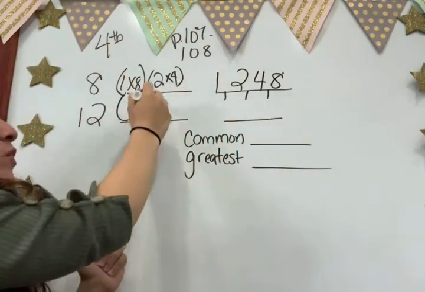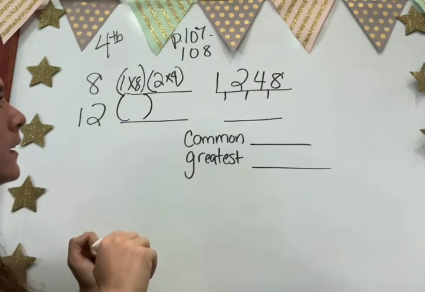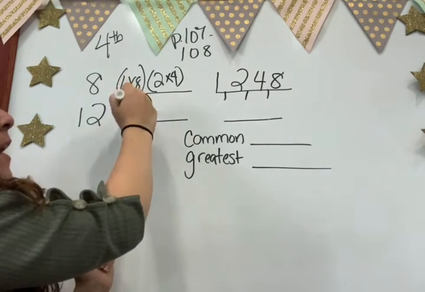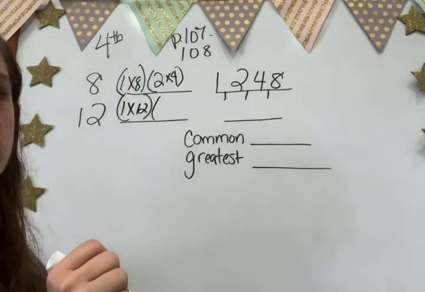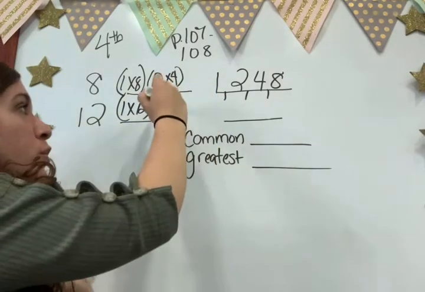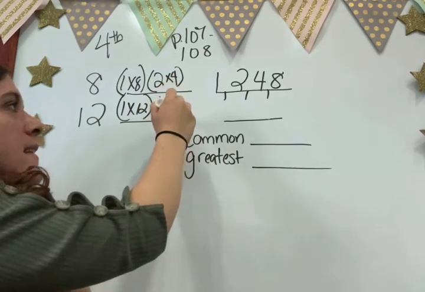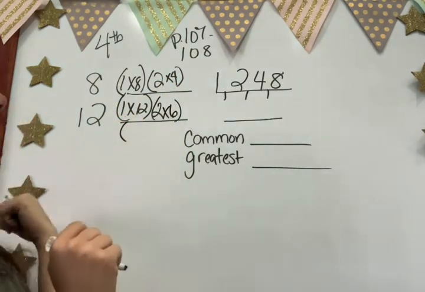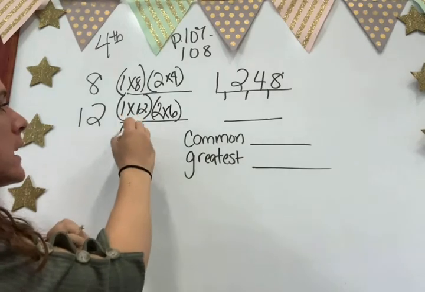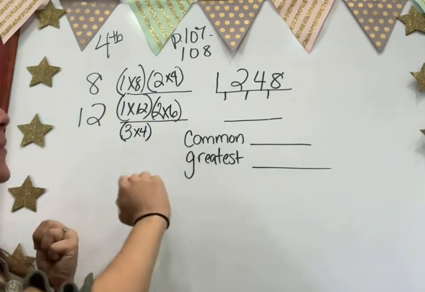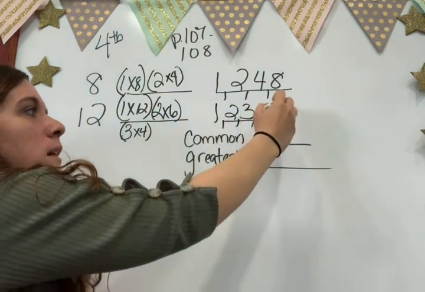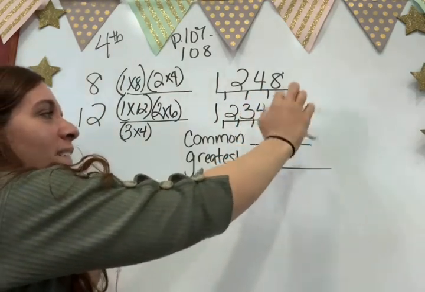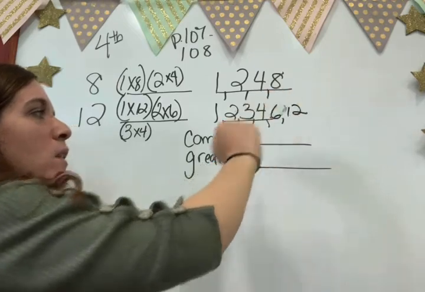12. What are my first two factors? Scarlett? 1 and 12. Bada bing, bada boom. Good job, Chica. What's my next one, Fernanda? 2 times 6. Excellent. What's the next one, Holly? 3 times 4. Excellent job. So let's list them out. 1, 2, 3, 4, 6, 12.